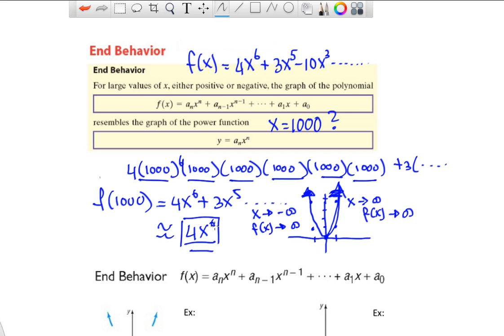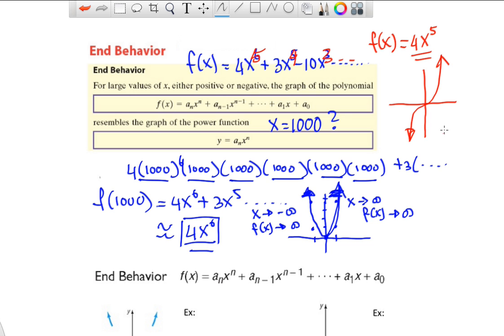If that were an odd, if that was a 4x to the 5th, for example, and then a whole bunch of other stuff. So if the original function had been, so how can I do this sort of quickly? So we'll do it this way. So if that was a 5, and that was a 4, and then that was a 3, etc. So then the function in its end behavior would act like a 4x to the 5th. And 4x to the 5th looks a little like this.